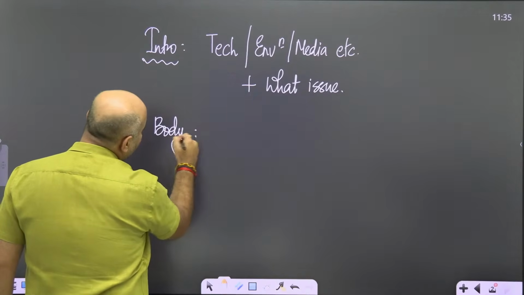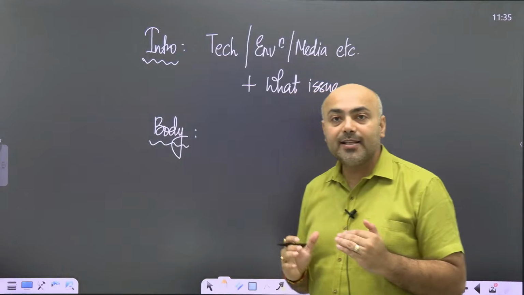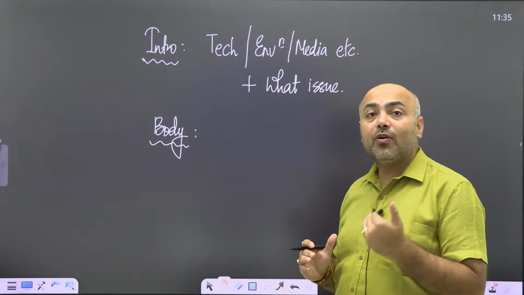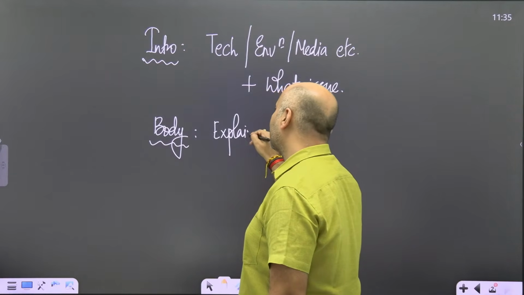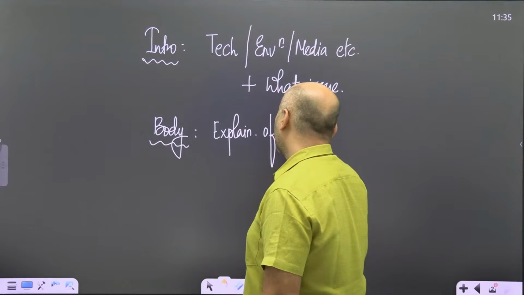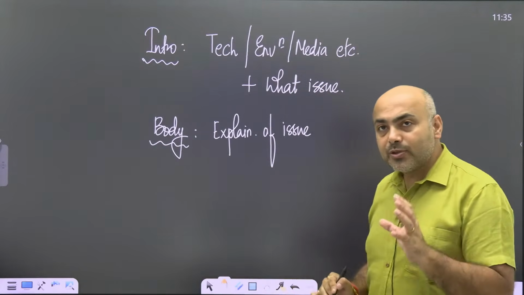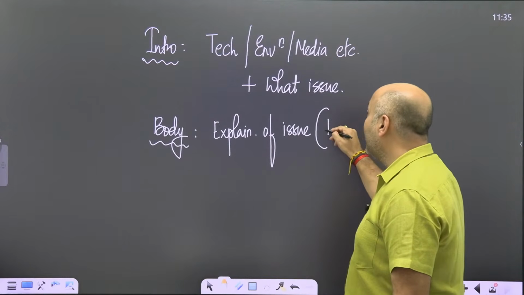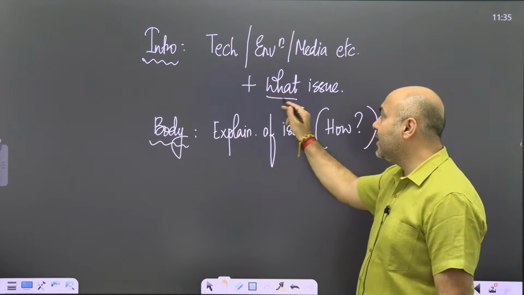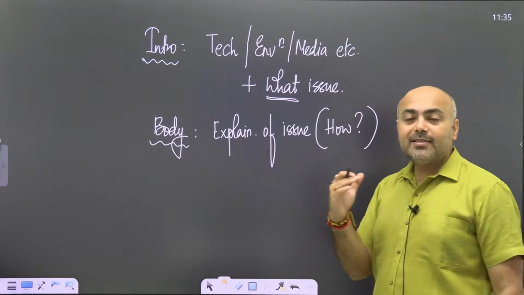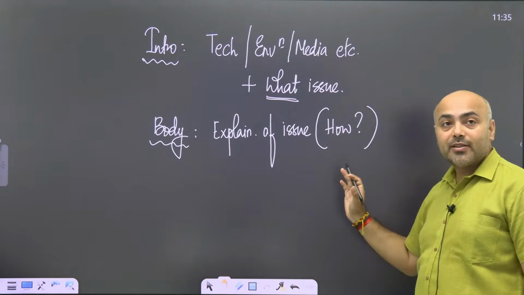And in the body part of my answer, what do I do? The very first paragraph is the explanation of that issue. Here there is a possibility that you get into the how aspect. What we have dealt with in the introduction itself, how are those two issues correlated? You may write that in the very first paragraph.